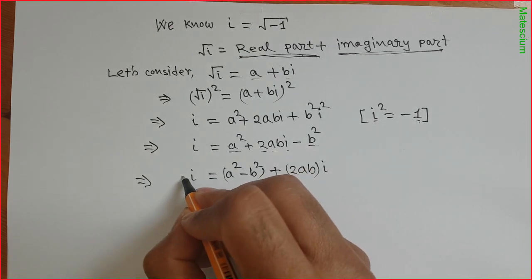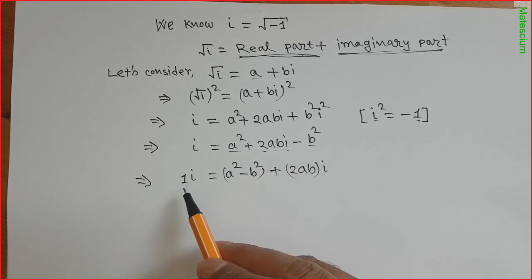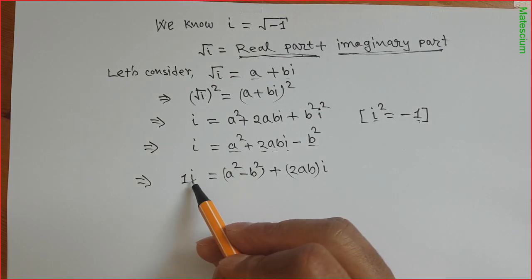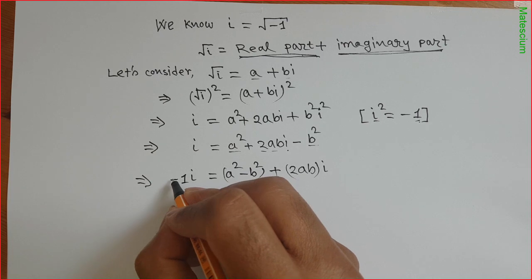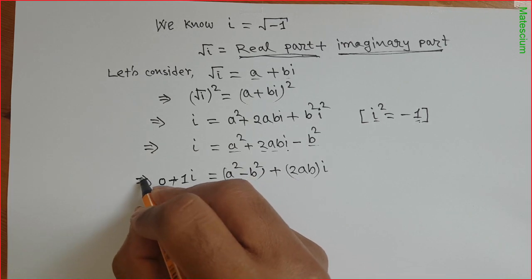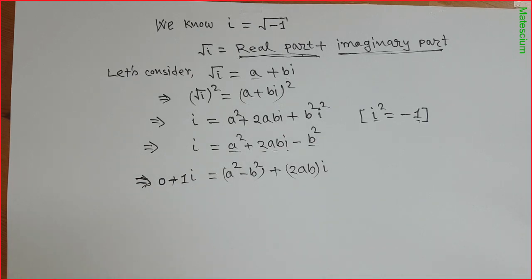I can do a mathematical engineering here. I can multiply this i by 1. That means 1 times i, there is no changing of this value. 1 times i is i. And I can do one more clever thing. This is 0. I can write this 0 on right hand side. Now this is looking meaningful.